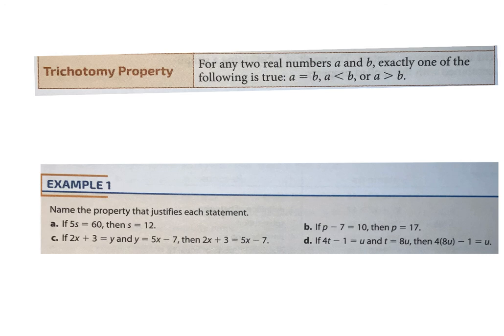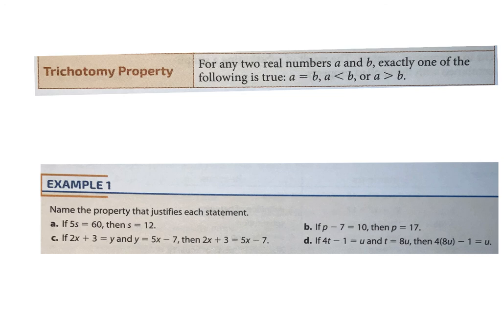What property tells me I can do that? Well, if you look at your sheet, the division property of equality. Division property of equality tells me I can do that. Look at the next one. If p minus 7 equals 10, then p equals 17. What did they do to both sides there? They added 7 to both sides. Everybody see that? They added 7 over here and got p. They added 7 over here and got 17. Addition property of equality tells me I can do that. If 2x plus 3 equals y and y equals 5x minus 7, then 2x plus 3 equals 5x minus 7. What did they do here?